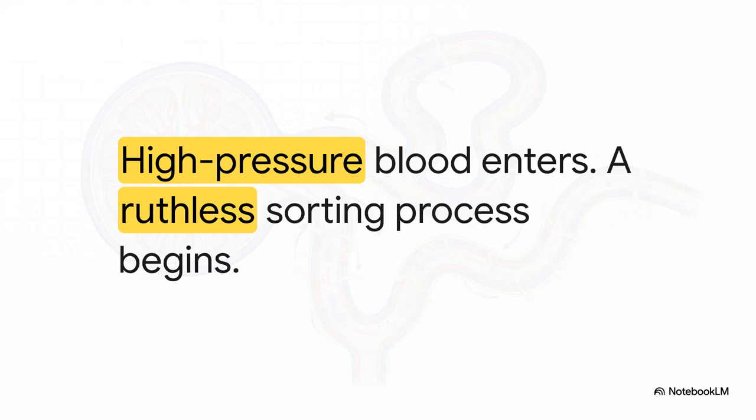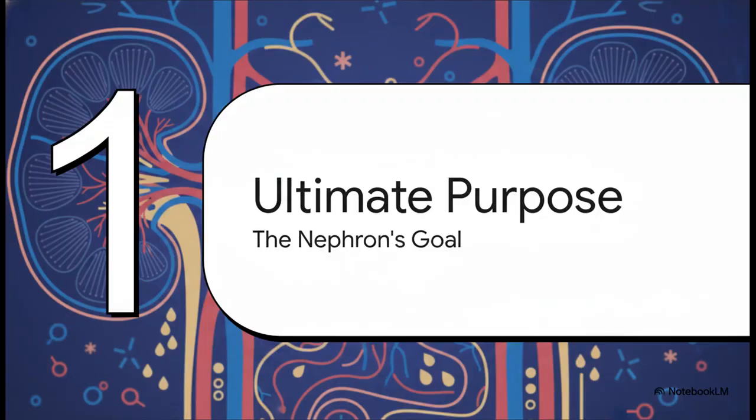Imagine this: a massive volume of raw, unfiltered blood slamming into your kidneys under seriously high pressure. It doesn't just gently flow, it faces an immediate, aggressive, and honestly, a ruthless stripping process. This rapid sorting is absolutely critical. It saves the body from its own metabolic waste while fiercely holding on to the vital fluids it needs to survive.